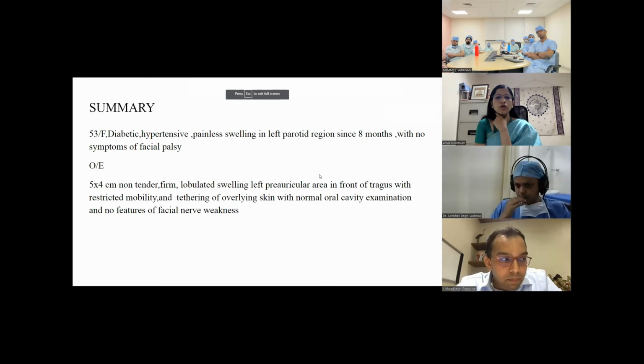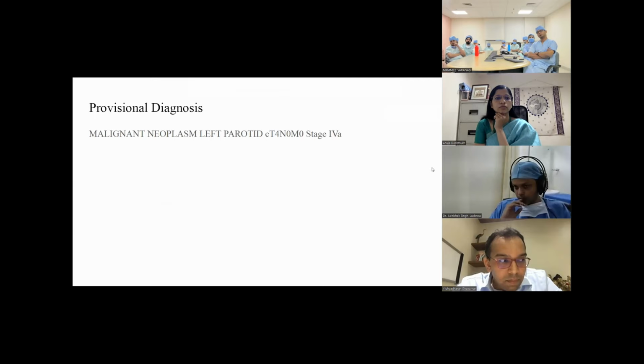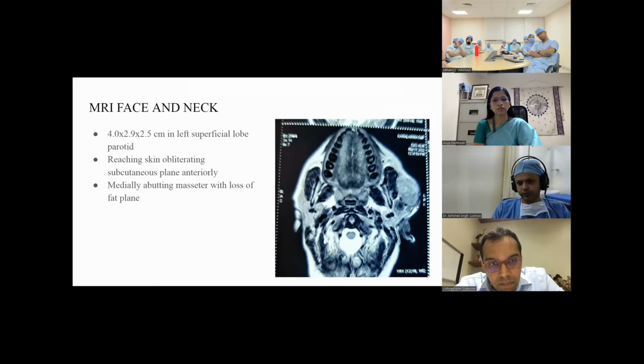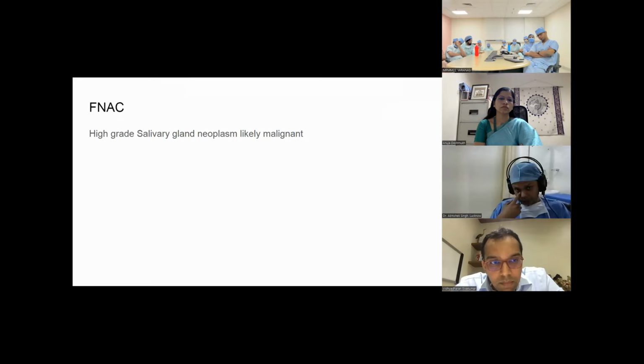Yes, ma'am. This patient came to us already worked up. She had an MRI, this is an axial image of a T2-weighted MRI, which showed the lesion involving the superficial lobe of the parotid. There was loss of the fat plane with the medial pterygoid and the masseter muscle, and also loss of fat stranding in some areas with the skin. It was limited to the superficial lobe; the deep lobe was normal. She also had an FNAC done outside, which was suggestive of a high-grade salivary gland neoplasm, likely malignant.